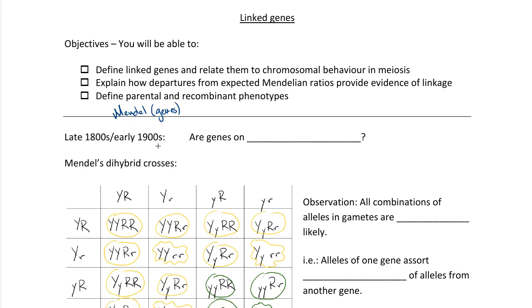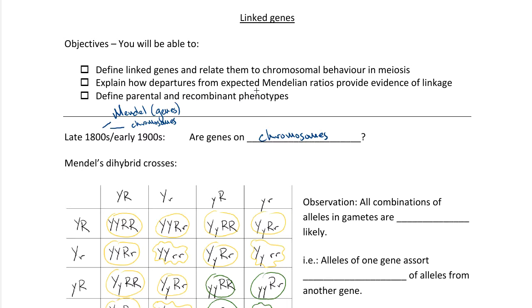Also, between Mendel's time and the early 1900s, the details of mitosis and meiosis and how chromosomes were involved in those started to get worked out. So these two lines of thinking, genes and chromosomes, started to come together, and scientists began to ask, are genes on chromosomes? And there seemed to be some good reasons for thinking that they might be.